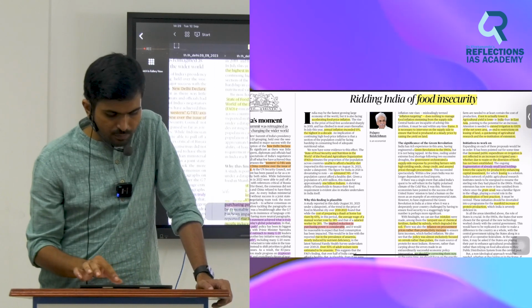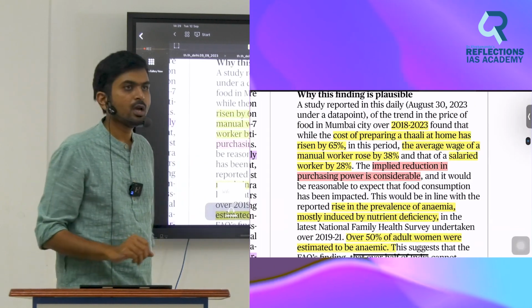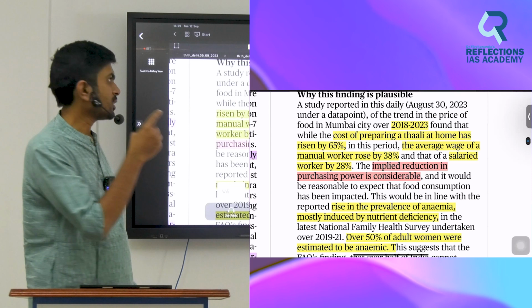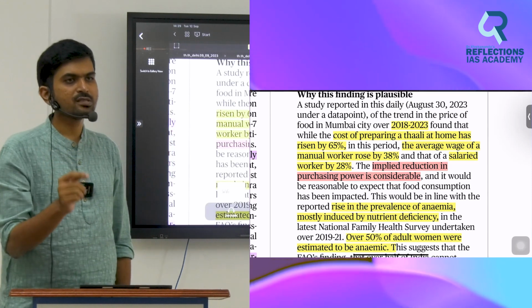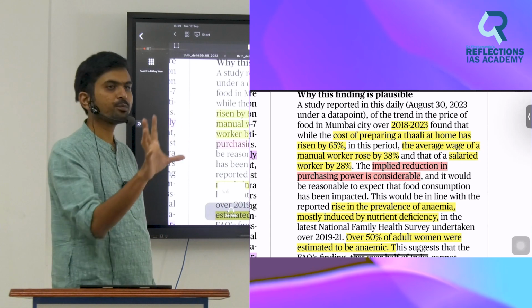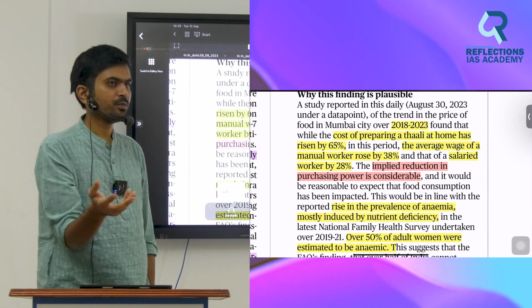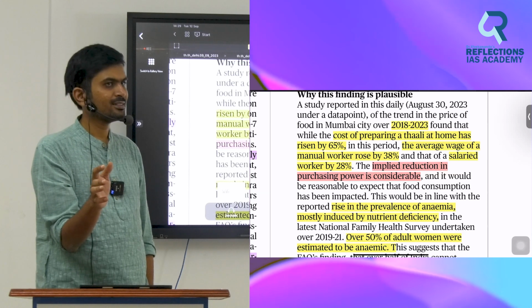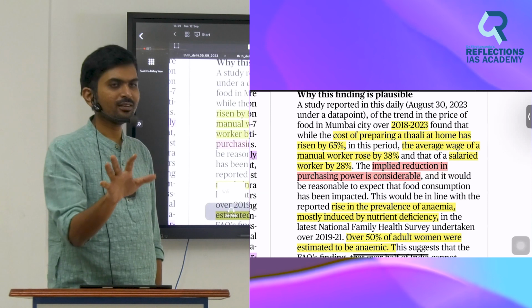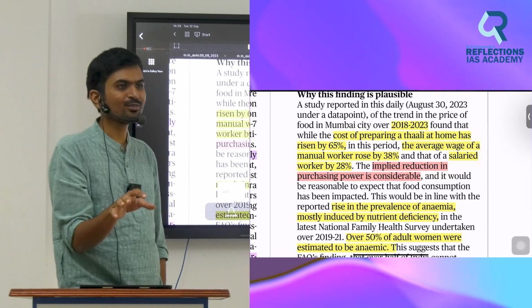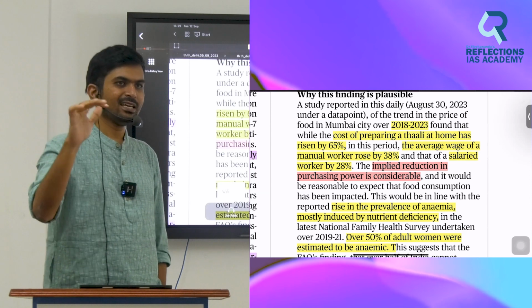Okay, he nicely brings the discussion here. The cost of the thali has gone up by 65%. That means earlier it used to cost 100 rupees to cook a thali. Now it costs 165 rupees. Correct? Think about it. Let's not go into CSAT problems now. But basically, the cost of thali has increased.